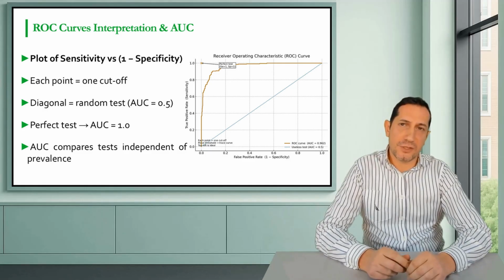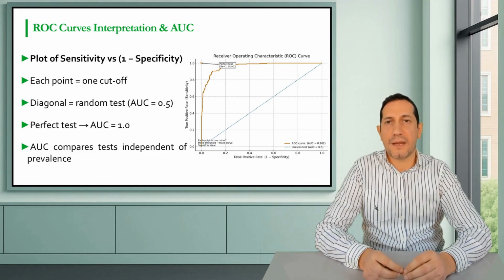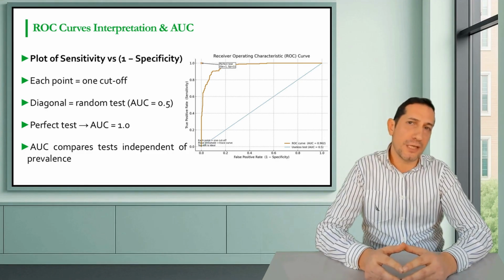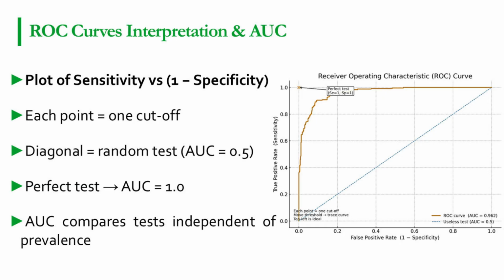Receiver operating characteristic, ROC, curves provide a comprehensive way to evaluate diagnostic tests that produce continuous or ordinal results. By plotting sensitivity against 1 minus specificity across all possible cutoff values, the ROC curve visualizes the full range of trade-offs between false negatives and false positives. Each point on the curve corresponds to a specific threshold, making the curve a map of potential decision rules rather than a single fixed choice.